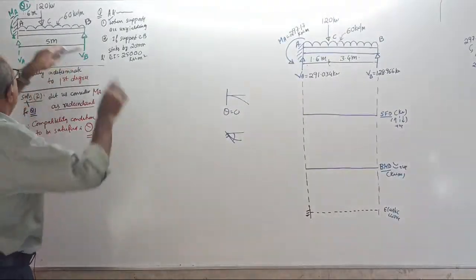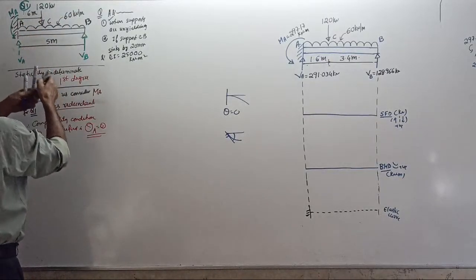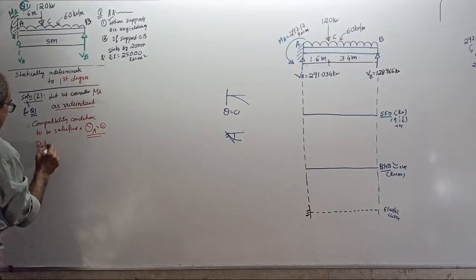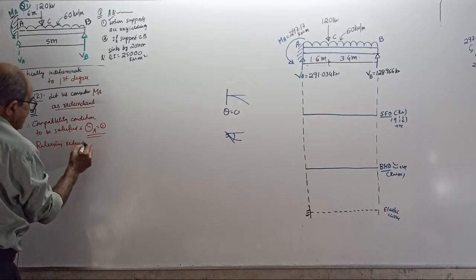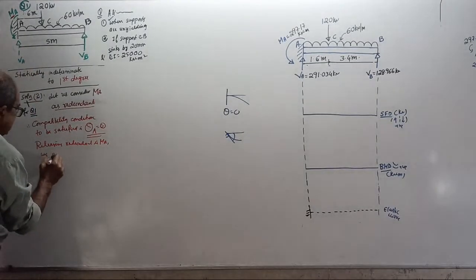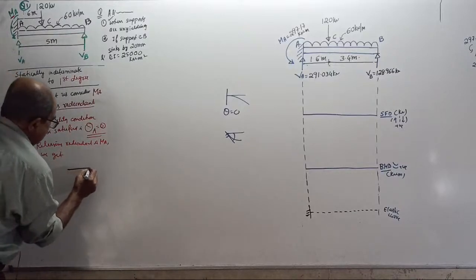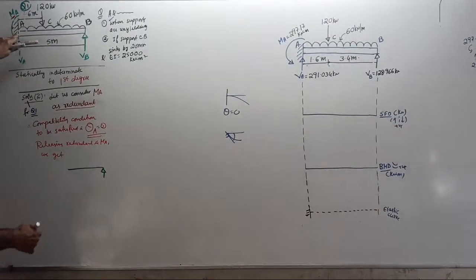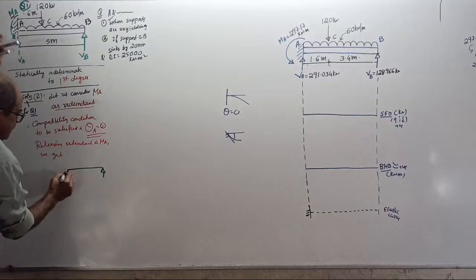Now what you do, for the given structure, which did you take as redundant? You took MA as redundant. So what you do? Release the redundant. Releasing the redundant, that is MA, we get a structure which is this way. Here, simple support is maintained as it is. Here, fixed support, this MA is removed. That also becomes simple support.